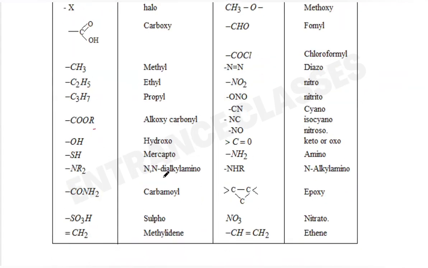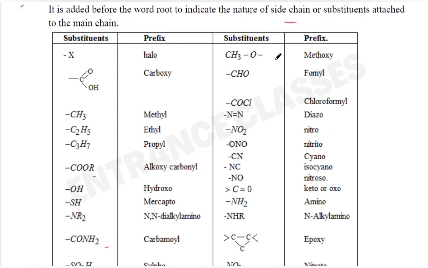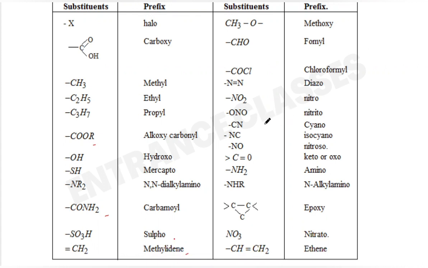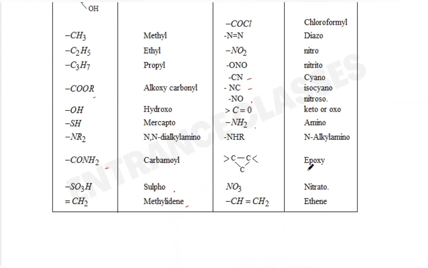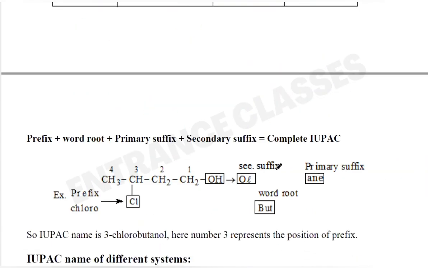SH, mercapto, NR2, N,N-diethylamine, dialkylamino, CONH2, carbamoyl, SO3H sulfo, double bond CH2, methylidene. These are the prefixes, that is side groups: methoxy, formyl, COCl is chloroformyl, N double bond N diazo, nitro, ONO nitrito, that is O-bonded nitro, cyano, isocyano, nitroso, keto or oxo. As a side group, NH2 amino, NHR N-alkylamino. This is epoxy, nitrato, and ethenyl. All these act as side groups or prefixes.